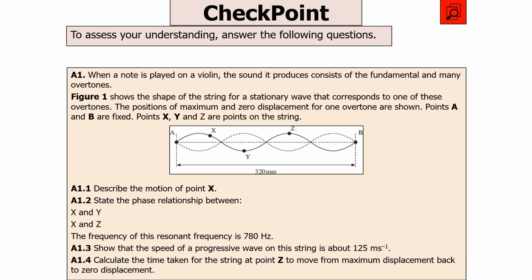Firstly, describe the motion of point X, then state the phase relationship between X and Y and X and Z, and then the frequency of this resonant frequency is 780 Hz. Show that the speed of the progressive wave on the string is 125 meters per second, and then calculate the time for the string at point Z to move from a maximum displacement back to zero again. So pause the video now, then unpause the video when you want to go through your answer.